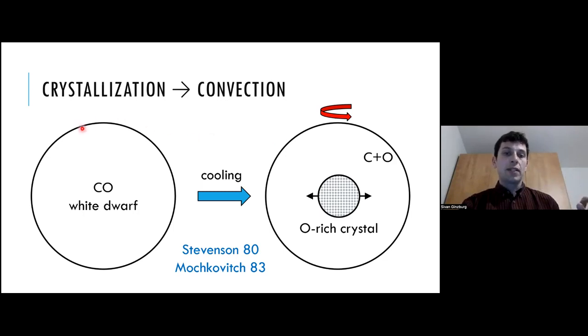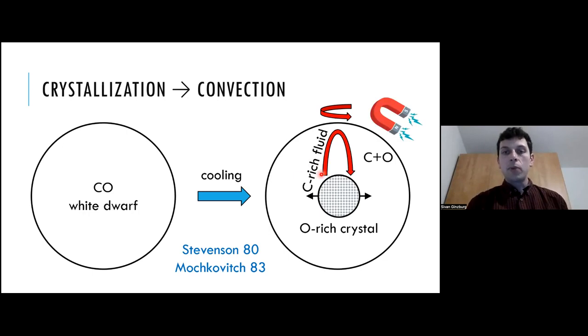So in the case of a CO white dwarf, for example, as we've heard, this crystal core is enriched in oxygen. And this means that the crystallization process leaves behind a carbon-rich liquid, which is now lighter than the surrounding ambient C and O mixture. Because of this, it will buoyantly rise upwards, generating convection. And this convective motion, combined with the white dwarf's spin around its axis, can generate a large-scale and strong magnetic field through a convective dynamo. And this is the focus of this talk.